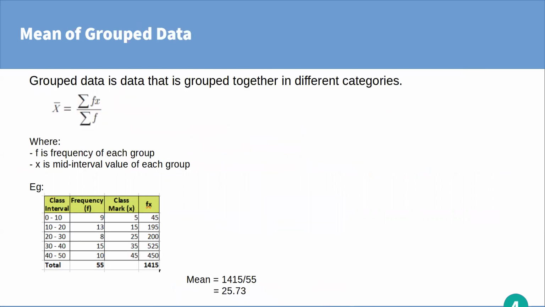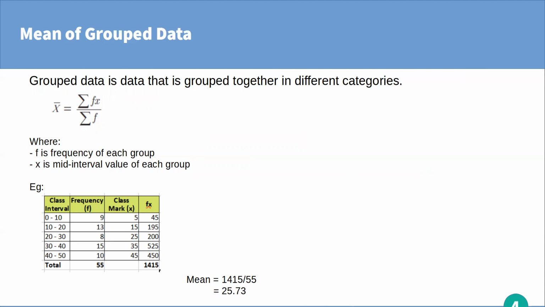Now let us look at the group data. First, let us understand what is group data. Any data that is grouped together based on some category is known as group data. So it's a slightly different way of calculating the mean. We have a formula here, summation of fx divided by summation of f, where f is a frequency and x is a mid interval.